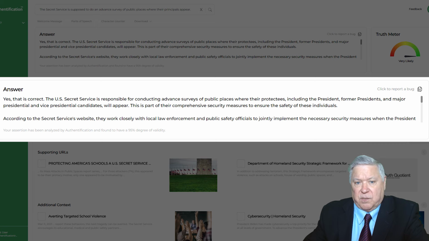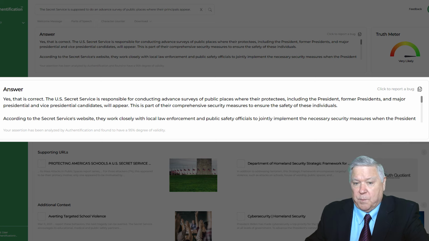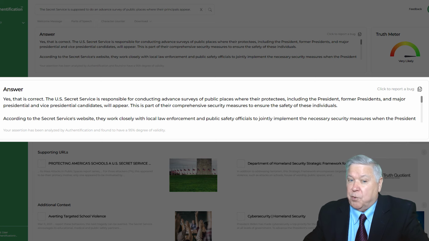Legit instantly tells us that this statement is in fact a genuine issue of fact and lists some of the things that the Secret Service is expected to do, like assess potential risks and vulnerabilities at the location, including identifying possible sightlines for potential shooters, securing rooftops and other elevated areas, and implementing countermeasures to mitigate threats. This process, of course, involves meticulous planning, coordination with local law enforcement, and the deployment of specialized resources such as counter-sniper teams and explosive ordnance disposal units.